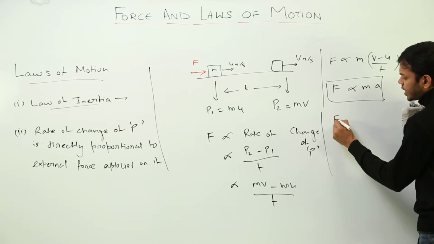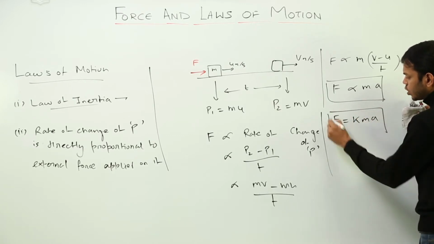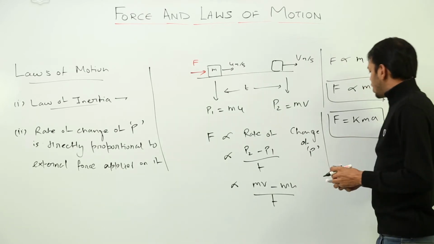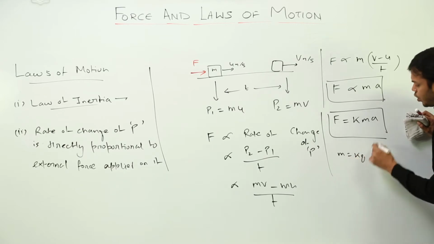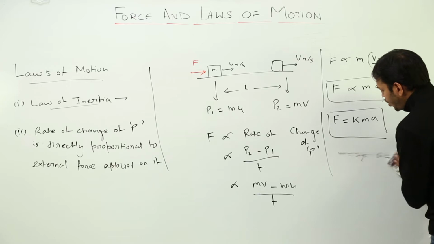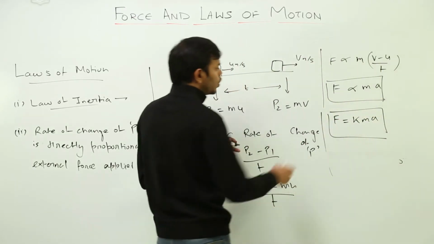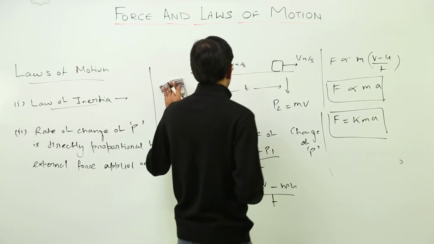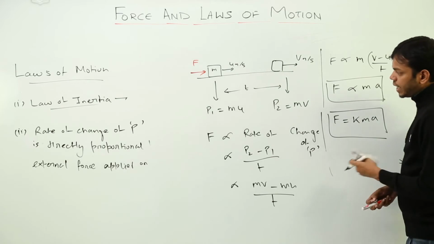Now to put an equality sign, I have to write a constant k, right? This is also a valid equation. Now the SI unit of mass is kg, and the SI unit of acceleration is meter per second square, right? So the SI unit of force is so chosen that the constant's value k comes out to be 1, and that is why we get this. I hope you have noted it down, right?